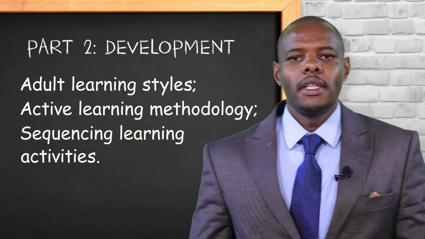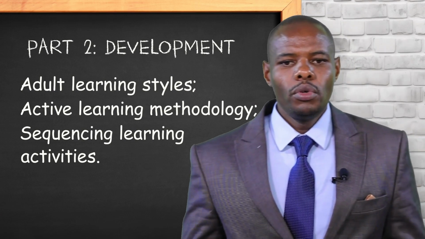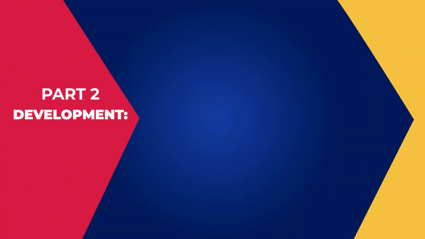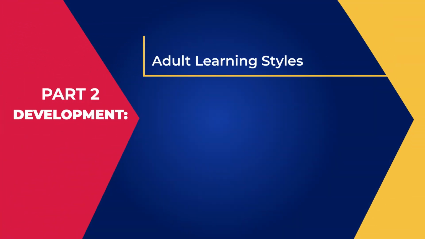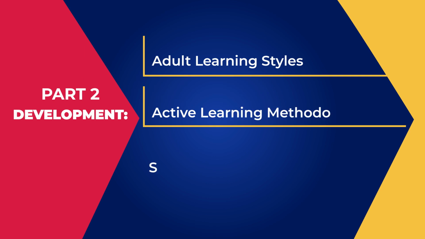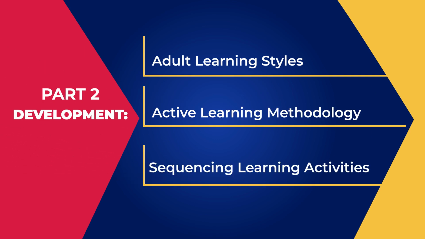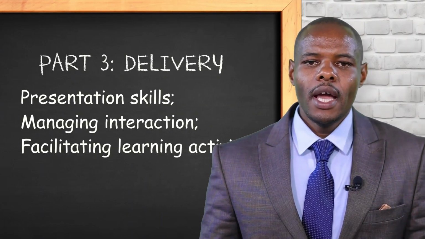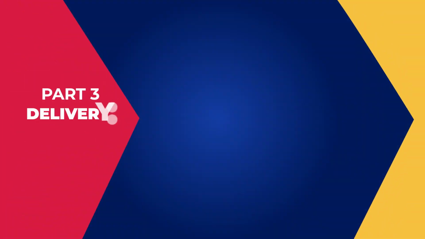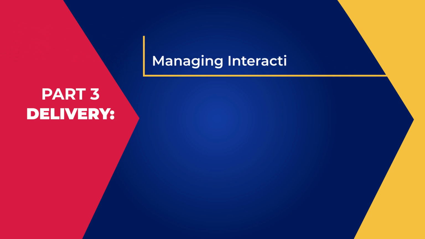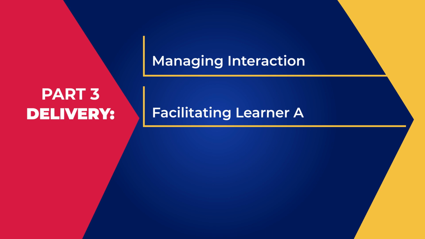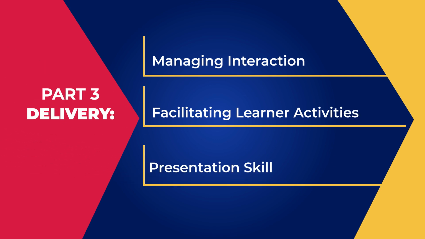The second part is the development, where we try to look at the many approaches that will be used. For example, the adult learning approaches, interactive learning approaches, and of course, most importantly, how to sequence the lessons and the learnings for the overall objective of the learning. The third one will be the delivery. And in the delivery, we try to look at how well you can be in a position to manage your interactions with your participants, as well as your facilitation skills and presentation skills, so that at the end of the day, the training will meet its overall objectives.